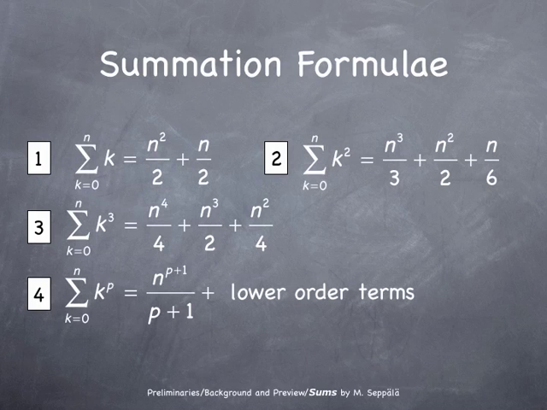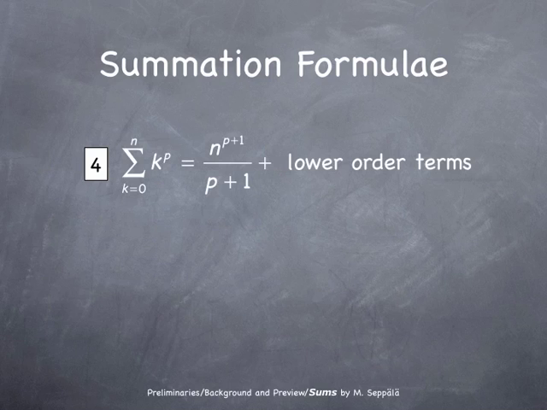Finally, in the general case, if p is a positive integer, then summation k from 0 to n k to the power p equals n to the power p plus 1 divided by p plus 1 plus lower order terms. This last formula follows using precisely the same argument. Simply the condition for the sum Sn, which in this case is that Sn plus 1 equals Sn plus n plus 1 raised to the power p. Using that condition, we get that the highest order term for this polynomial representing this sum k from 0 to n, k to the power p, is n to the power p plus 1 divided by p plus 1, and then it is followed by lower order terms.